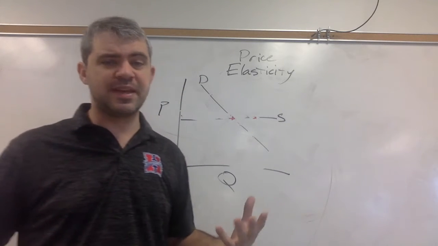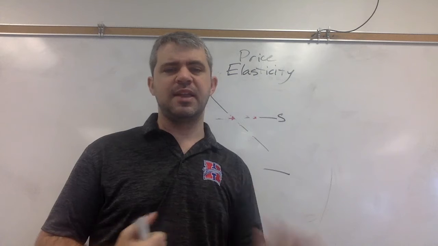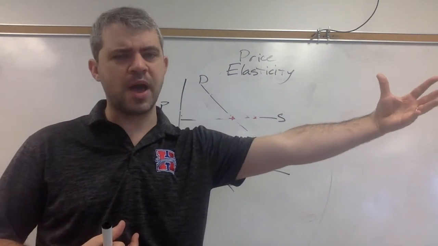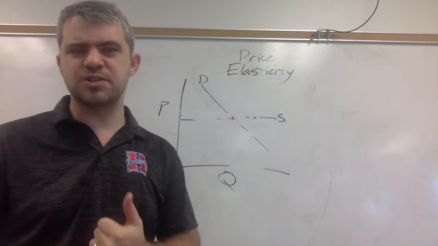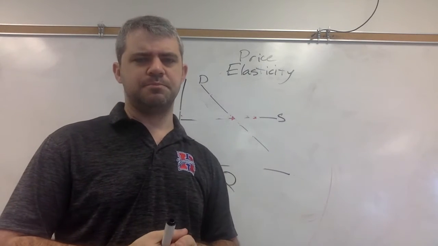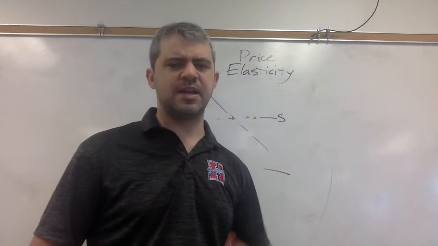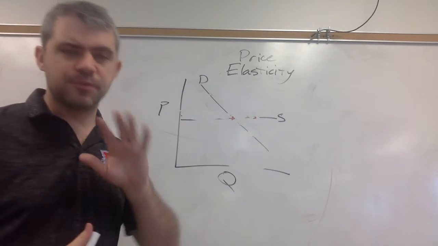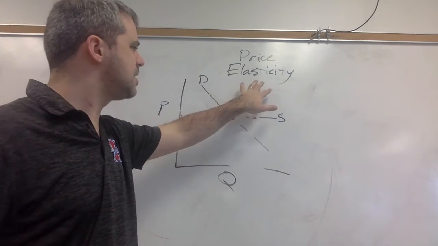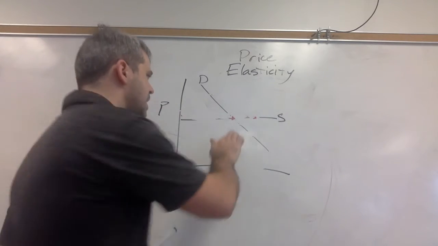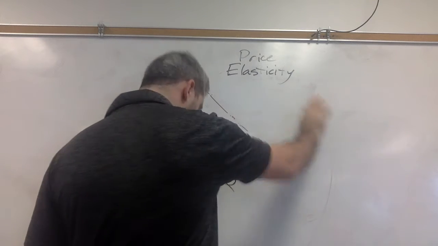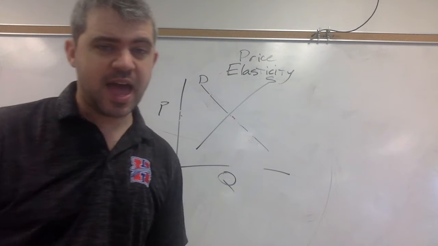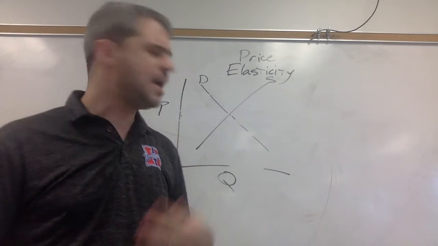Now, there's other types of elasticity. There's elasticity based on, like, distance, like, hey, if it's too far away, how much is that going to change how much I'm demanding or supplying at that distance. But for our purposes, we're mostly going to talk about price elasticity. So we can talk about elasticity of demand and elasticity of supply. Let's start with demand.